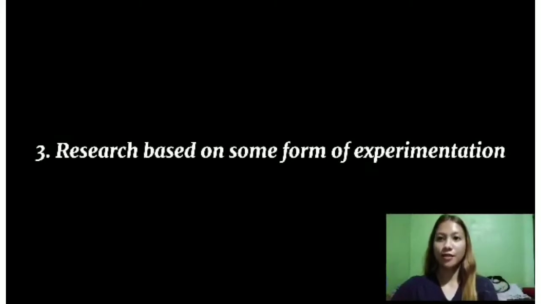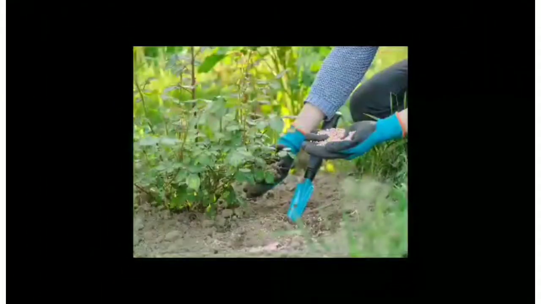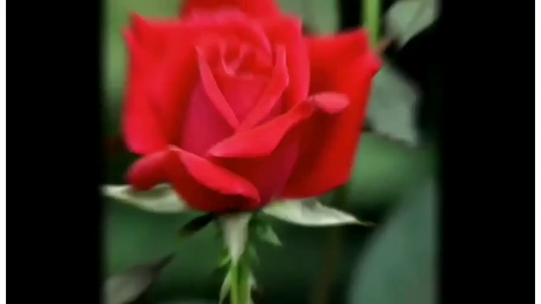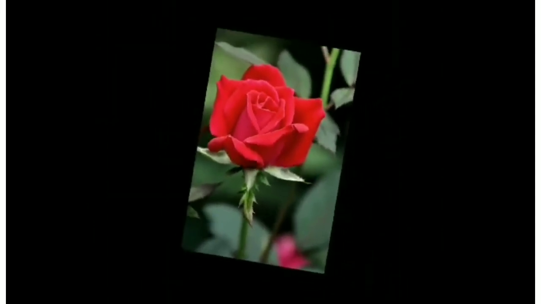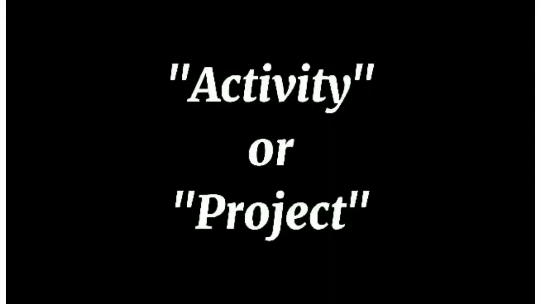Third is research based on some form of experimentation. For instance, a research that investigated the effects of applying different amounts and types of fertilizer to roses to see how it influenced their blooms. All research should set out to answer one or more research questions. It is the systematic attempt to answer a research question that changes an activity or project into research.